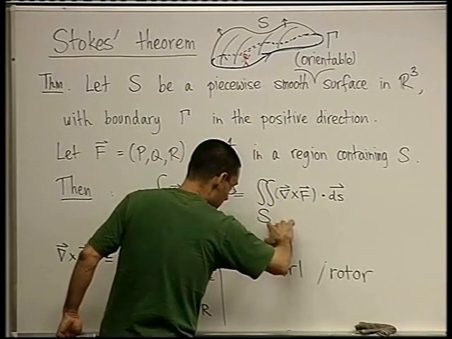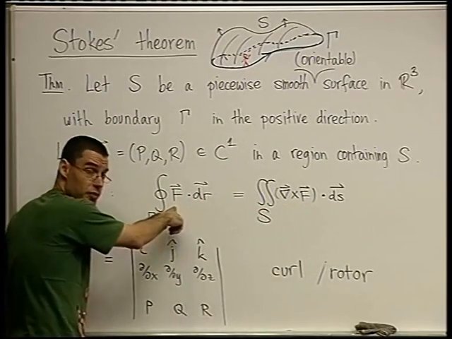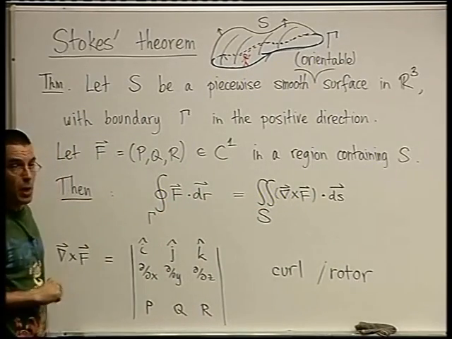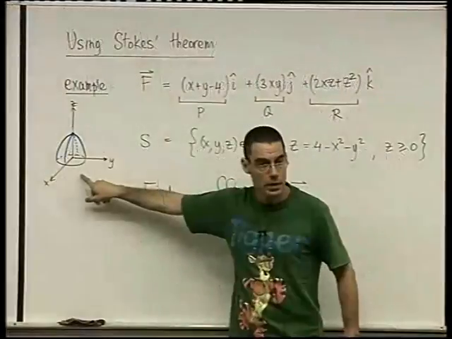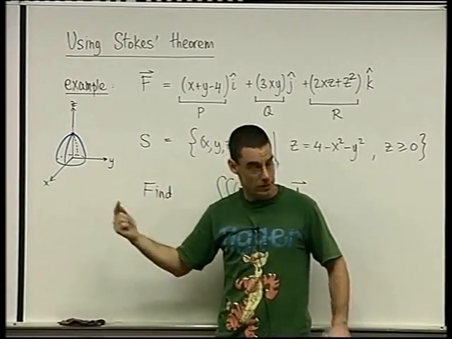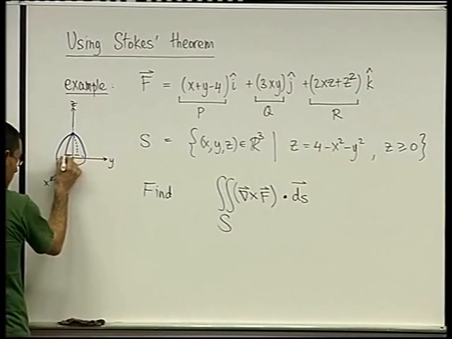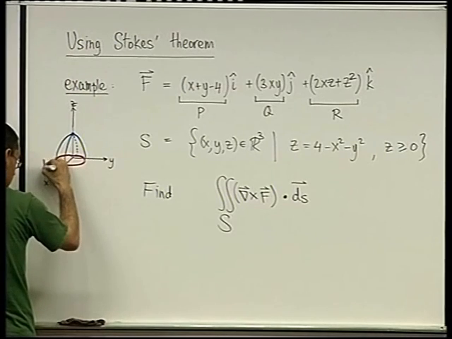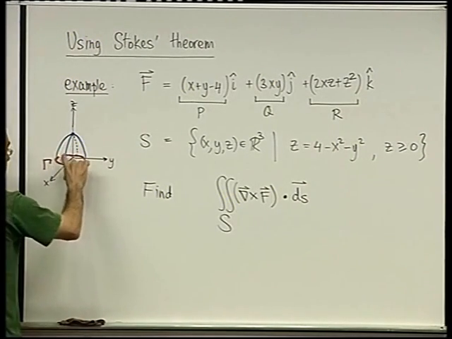I'm going to pass from the surface integral of the curl to the integral of the original field over the boundary. What's the boundary of our surface? The boundary is just the circle of radius 2. Do you see that? This is the boundary of our surface, this is gamma. Do you agree? The only thing we have to be careful about is how to orient gamma.